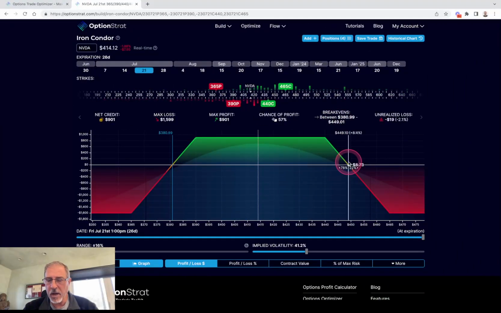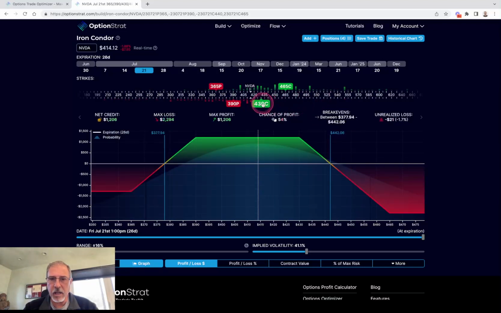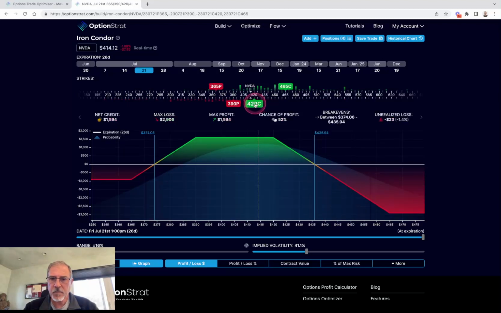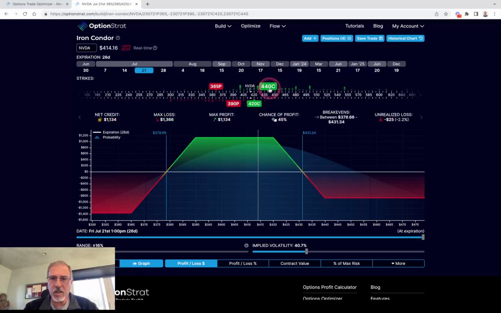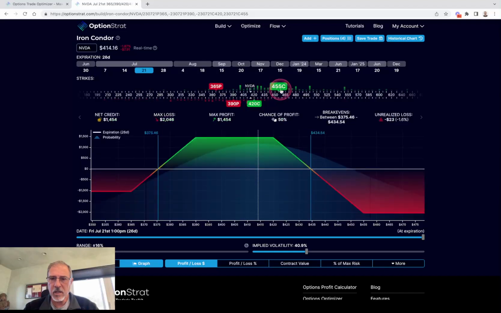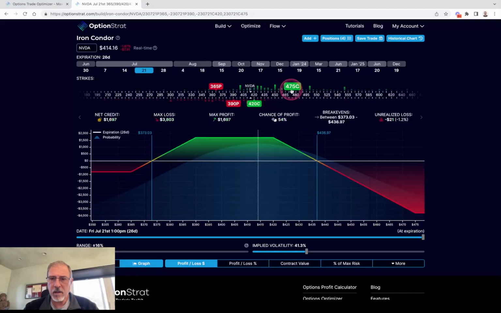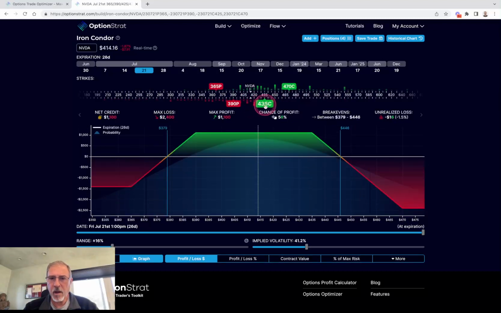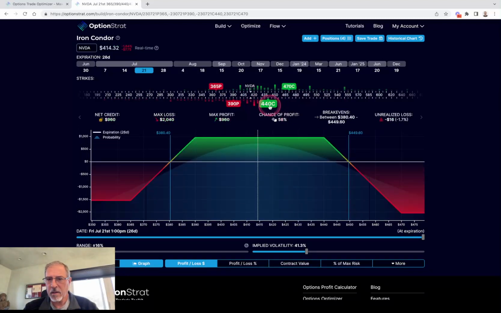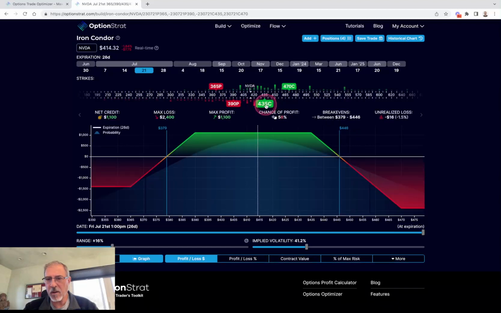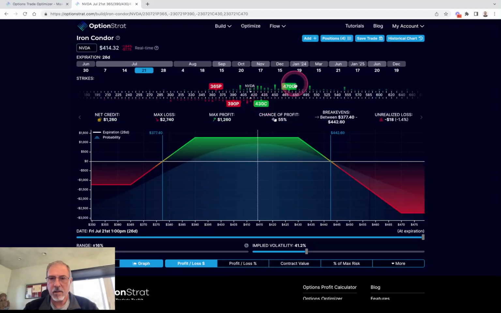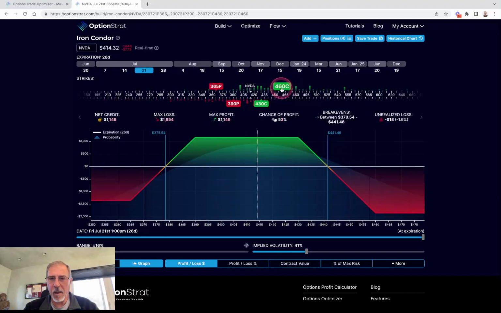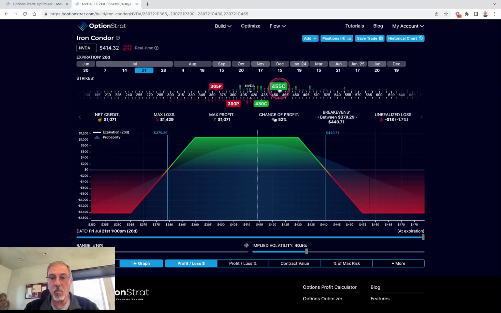So here our break even is 449. I'm going to bring that in a little bit. So I'll probably do something like this to get that break even around that 440 range, somewhere in there. But I don't want massive upside risk on this trade, so I'll bring in my wing a little bit.